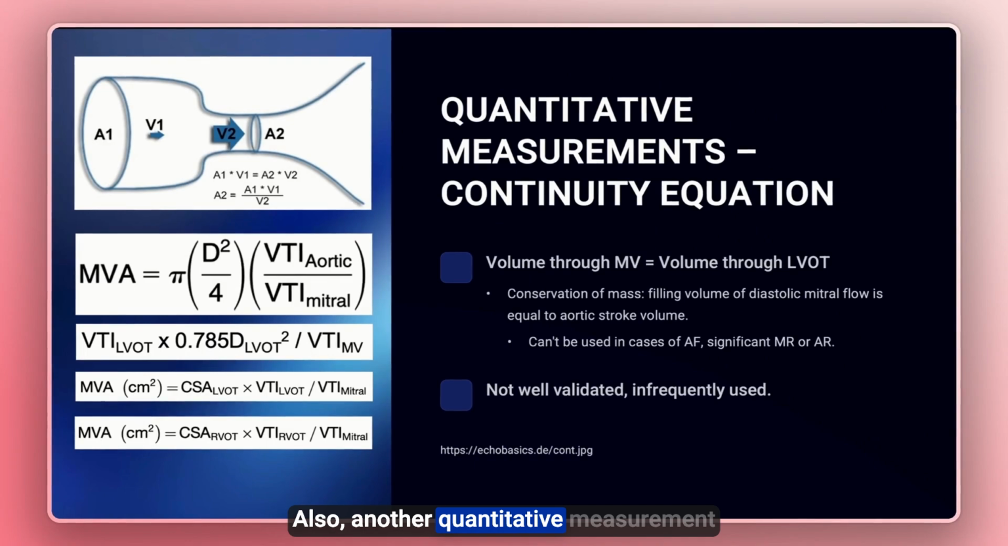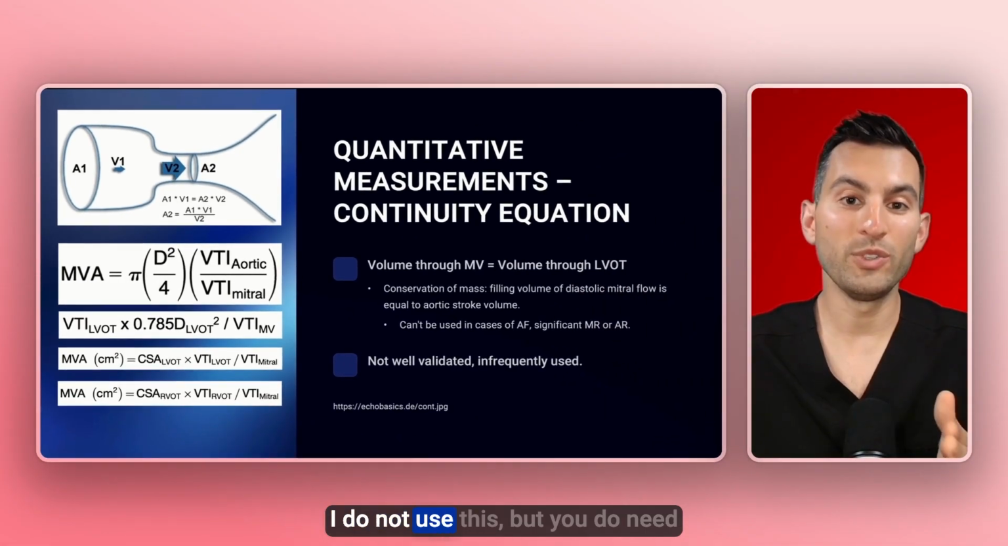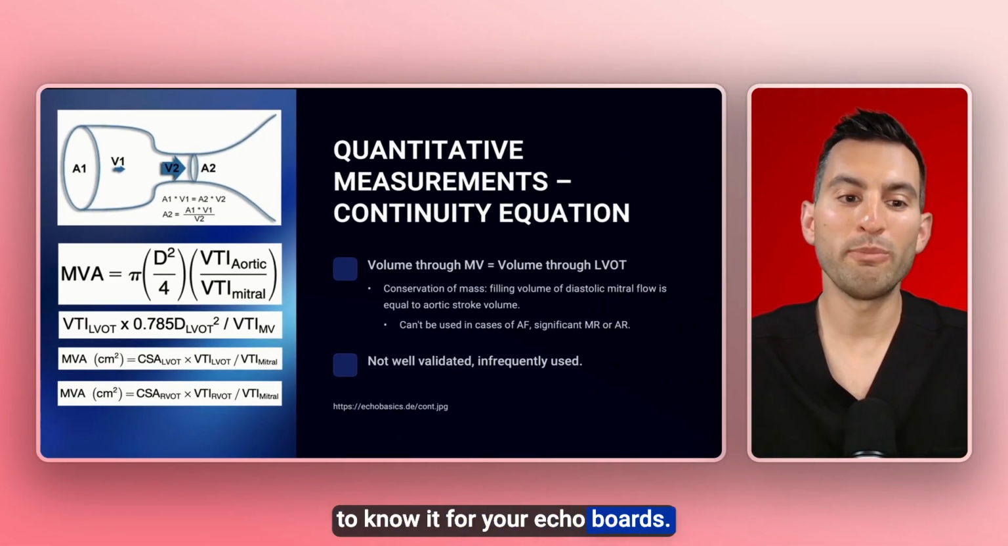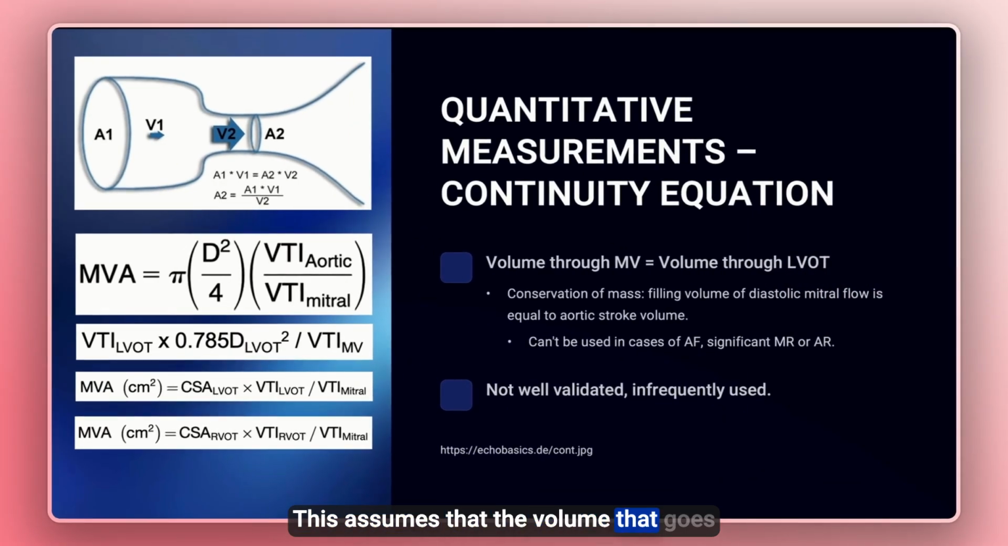Also, another quantitative measurement that can be used is the continuity equation. I do not use this, but you do need to know it for your echo boards. This assumes that the volume that goes through a mitral valve is the same as the volume that exits through the LVOT. However, this cannot be used in cases of significant mitral regurgitation or aortic regurgitation, or in cases of atrial fibrillation. It's not well validated, and it's infrequently used because of it.